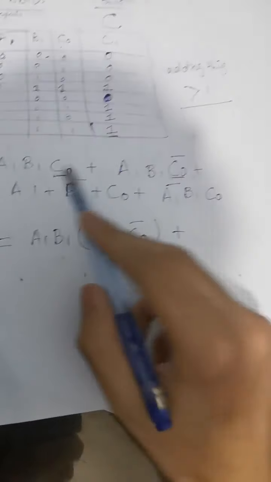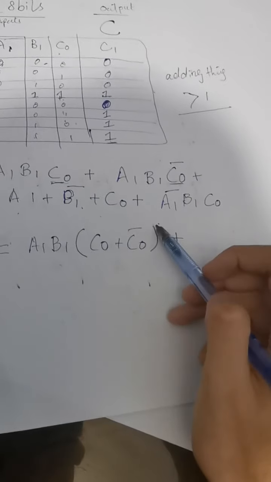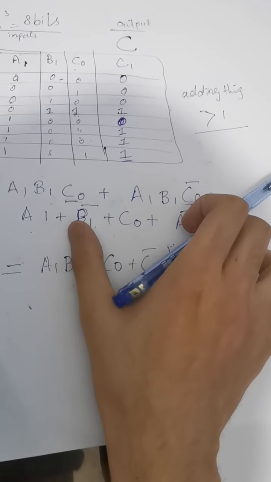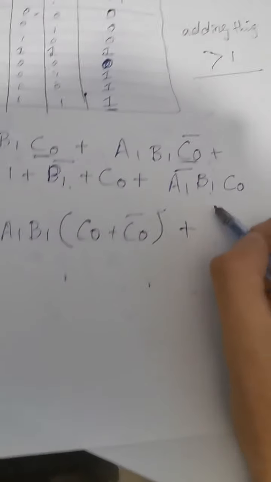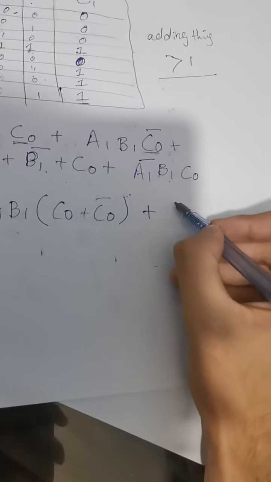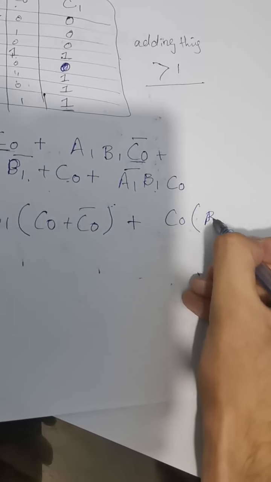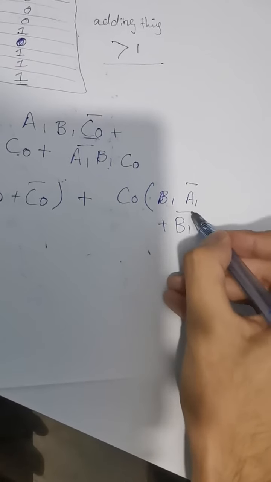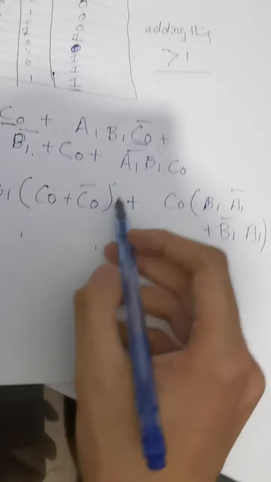So we have the plus sign here, followed by A1, B1 bar, C0 and A1 bar, B1, C0. This reminds me of the XOR gate. So I'm going to take C0 common, and write C0 here with B1 A1 bar plus B1 bar A1. Now this reminds me of the XOR gate.